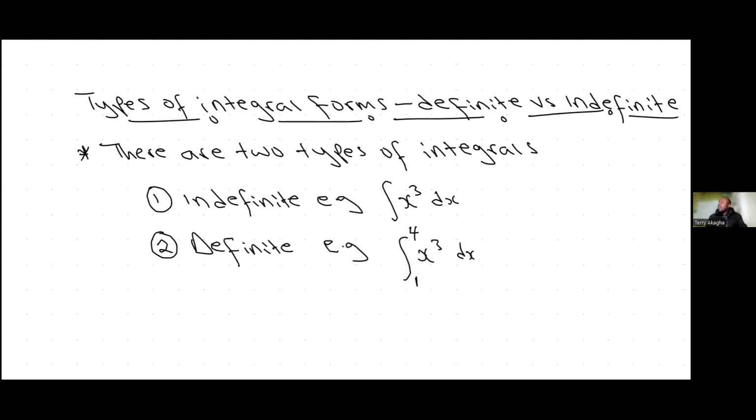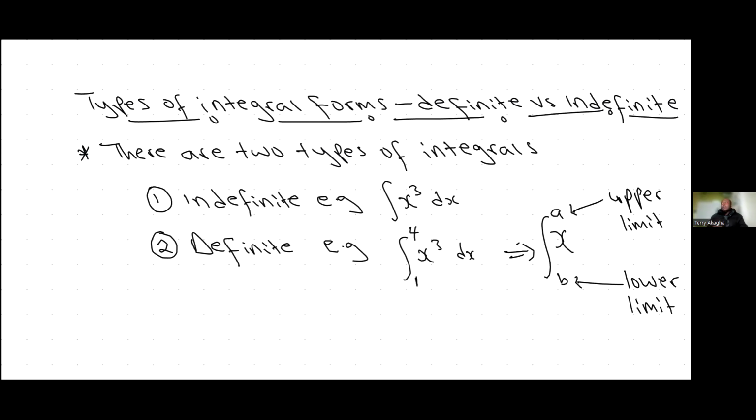So in a definite integration where you have x, with a and b, for instance, a here is the upper limit and b here is the lower limit. Are you seeing it? So we have the upper limit and the lower limit.